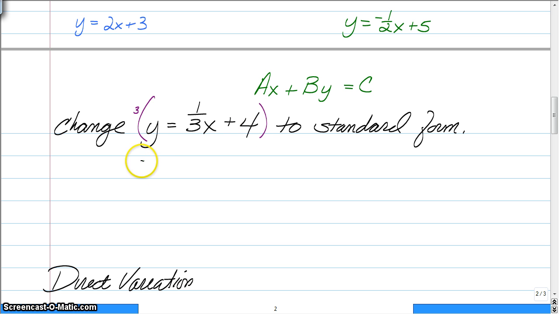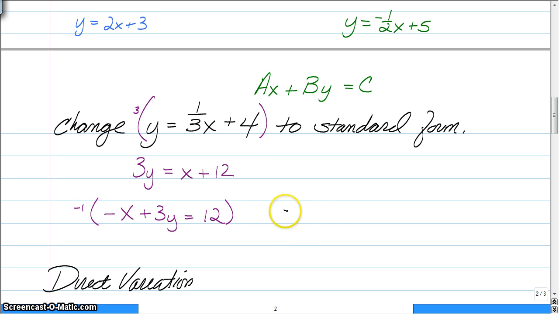So this one, we're just going to multiply everything by 3, and we get 3y is equal to 1x plus 12. Then we have to bring the x to the left side, so we're going to subtract x from both sides, and we're going to end up with -x plus 3y is equal to 12. So to finish, you just have to remember x needs to be positive. So if you multiply this entire equation by -1, that will give us x minus 3y is equal to -12, and you are in standard form.